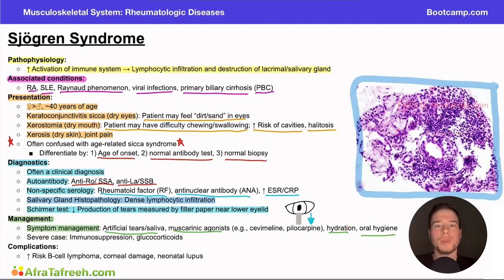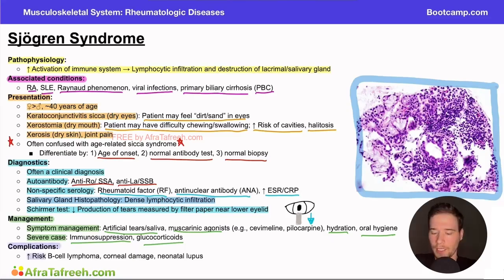Why? Because we said that these patients are at increased risk of cavities and dental caries because they're not producing saliva. This is a protective mechanism in the mouth. If we're producing less of it, we have an increased risk of cavities. So that leads the patient to need to be extra aware of their oral hygiene going forward. Now, in severe cases, patients can be put on immunosuppressants or glucocorticoids. Now, to wrap up this video, there's a couple key complications they'd like you to know for this condition.